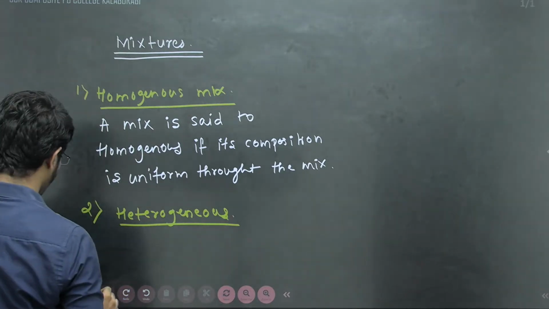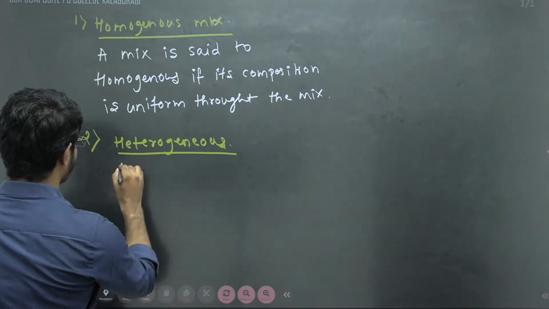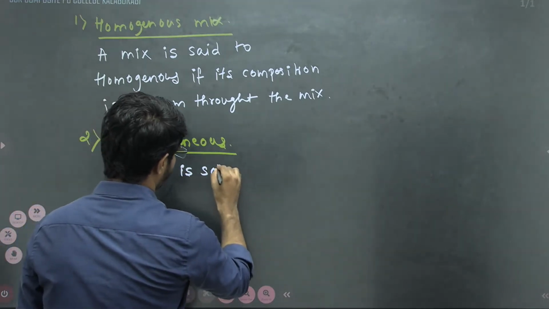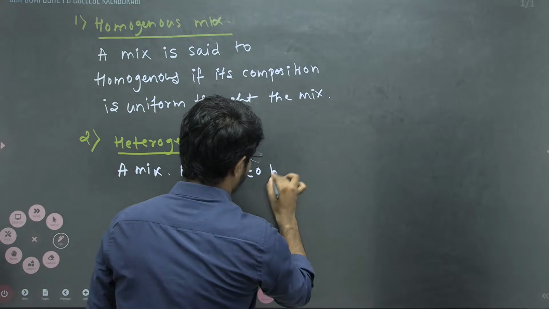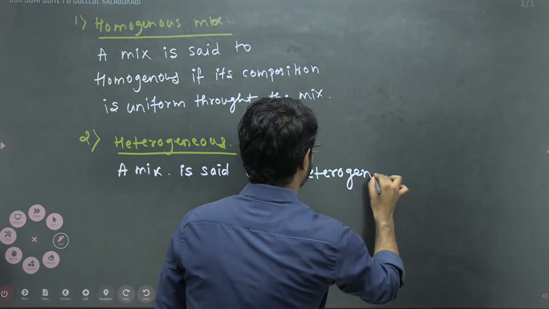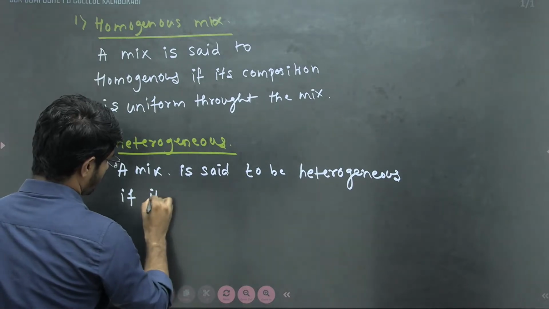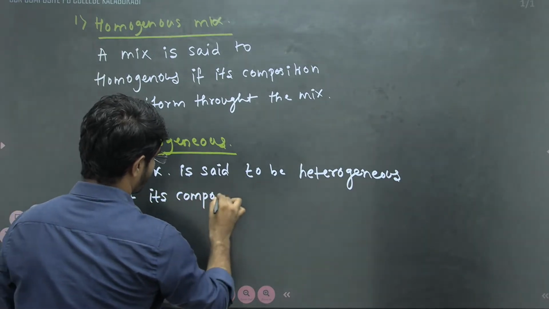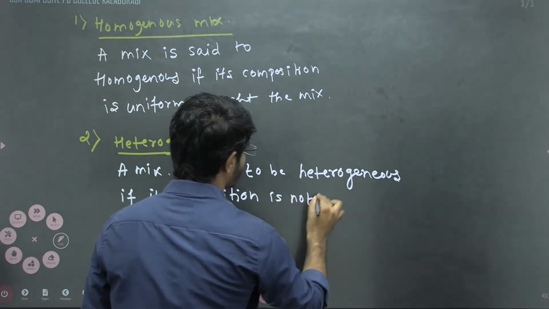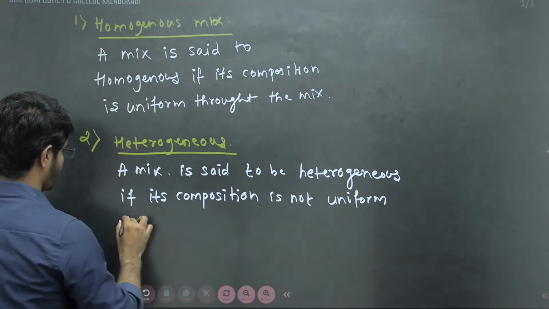A mixture is said to be heterogeneous if its composition is not uniform throughout the mixture.